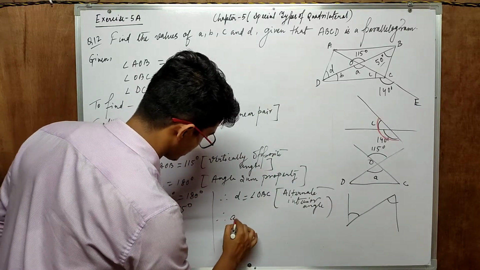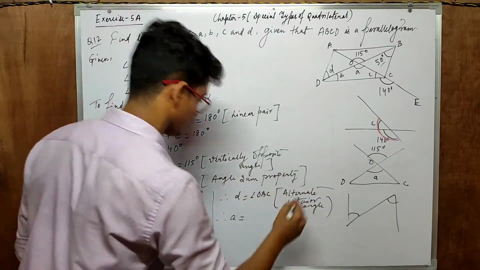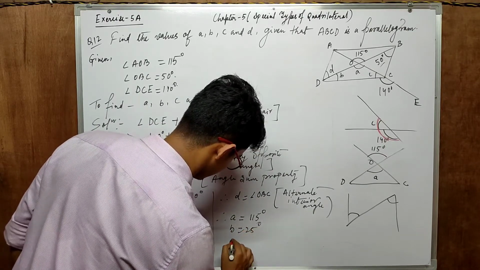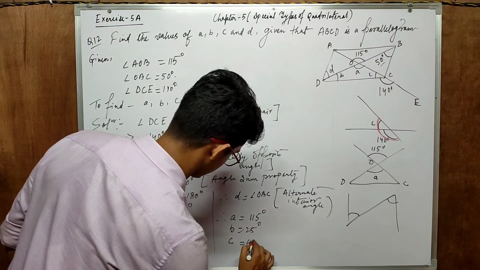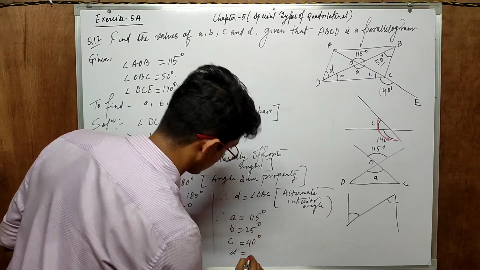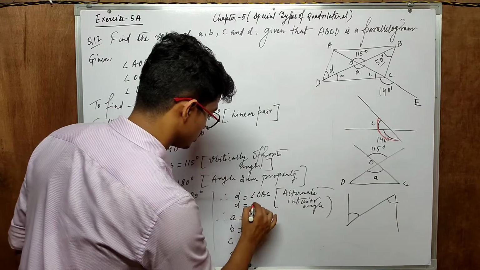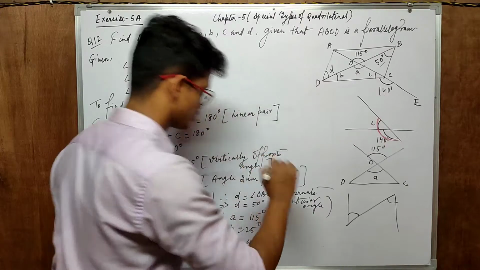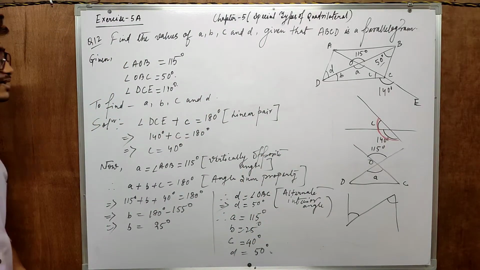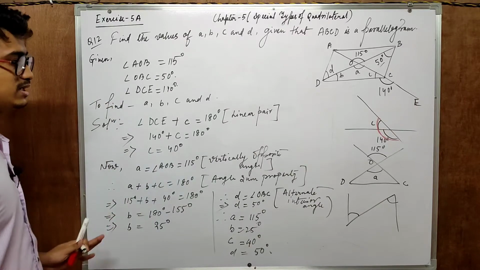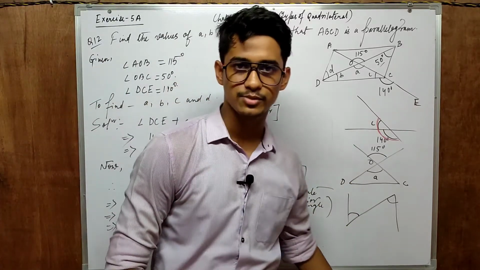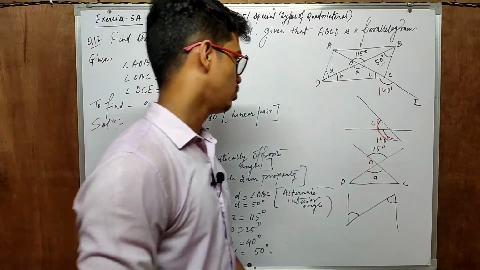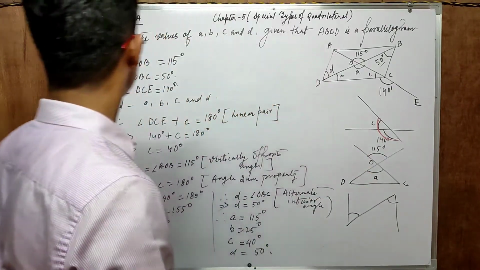Right? So therefore A equals 115, B equals 25, C equals 40 degrees, and last but not the least D equals 50 degrees. So that's all for question number 12. I hope that this process is much more clear to you. I have broken down the diagrams also to make you feel comfortable and understand much better. So that's all for question number 12.